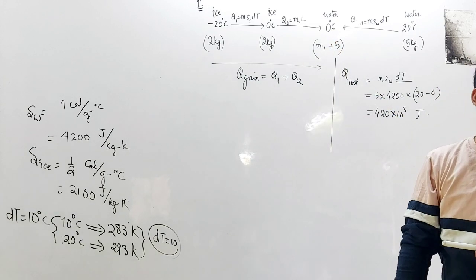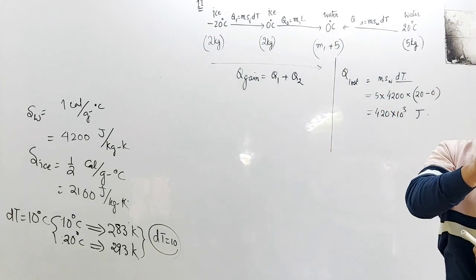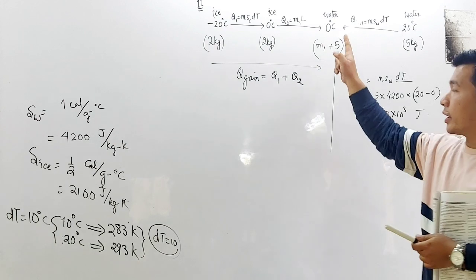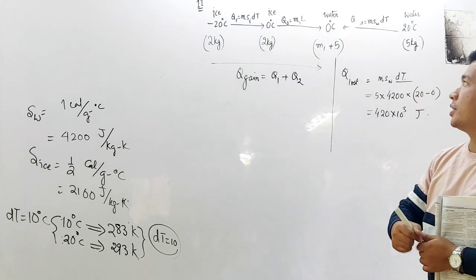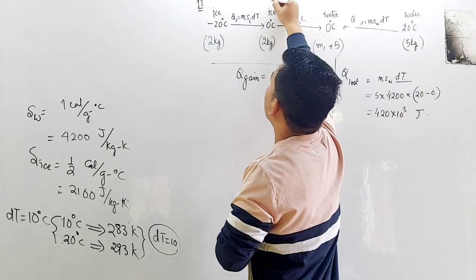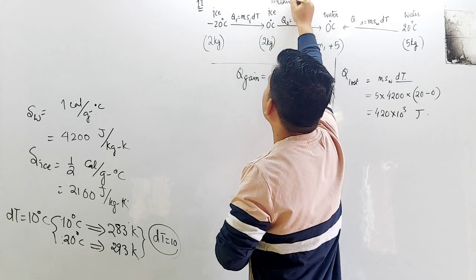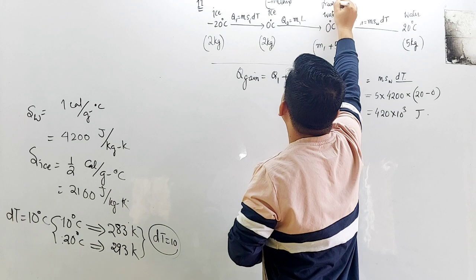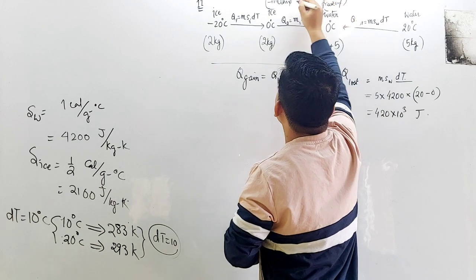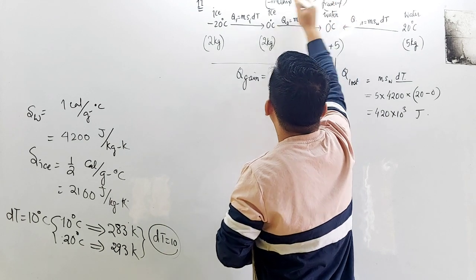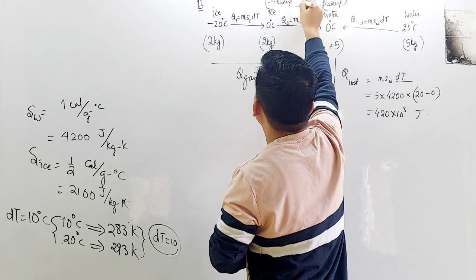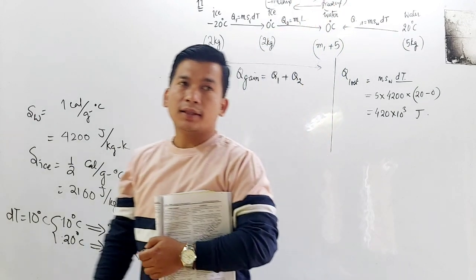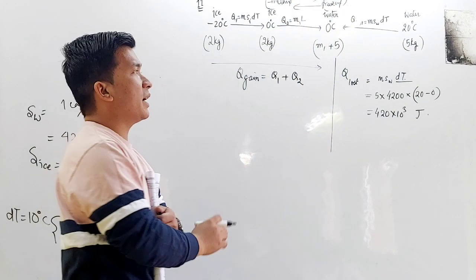You get the concept here? So we cannot skip these two points. This is the melting point. This is the freezing point. Melting goes to the right, and freezing goes to the left. It is very simple to understand.